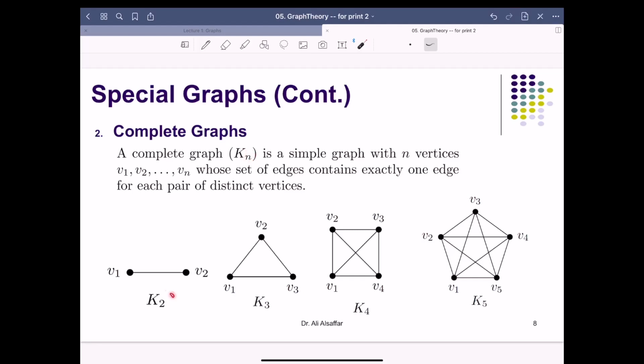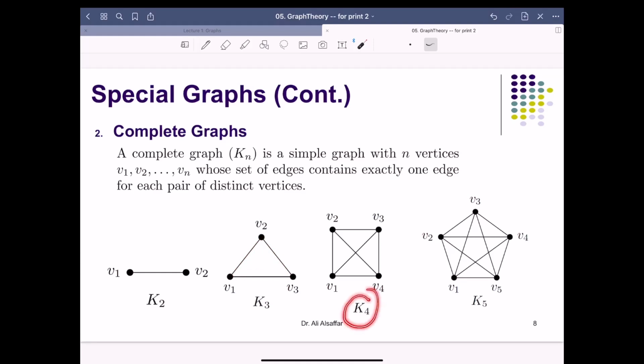So if n is 2, then we have a graph of 2 vertices. If n is 3, then we have a graph of 3 vertices. So how do we draw the complete graphs for K2, K3, K4, and so on? For K2, we have only 2 vertices, and this is the only edge between them. This is the diagram of K2. Now for K3, it has 3 vertices, and to make every 2 vertices adjacent, we draw these edges and it forms a triangle.